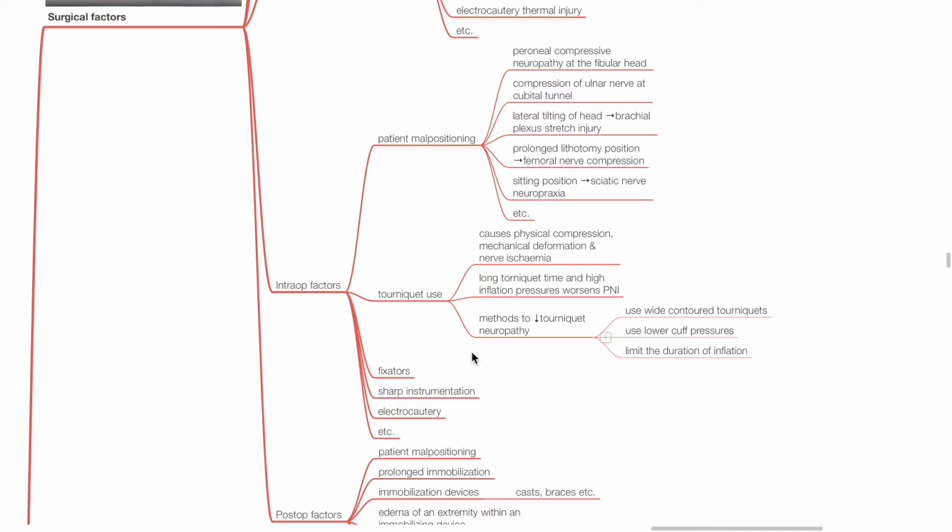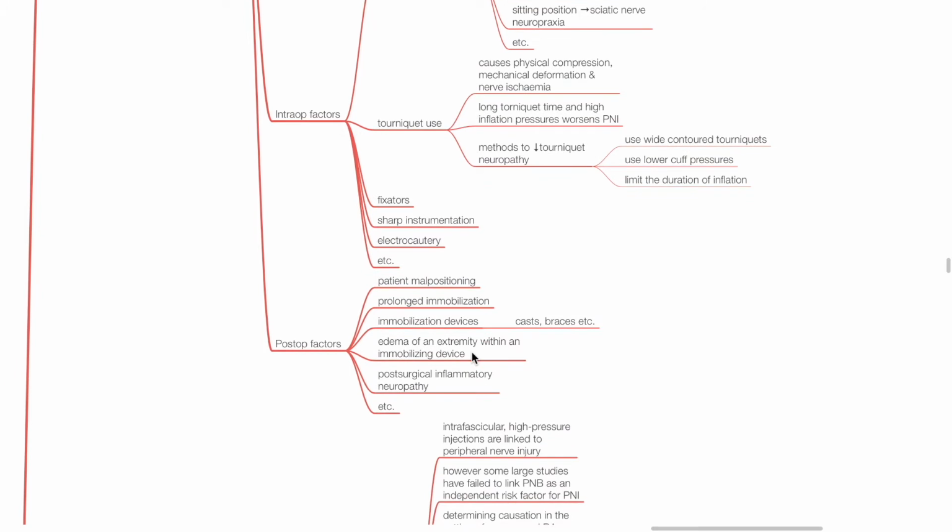Tourniquet use. Tourniquet causes physical compression, mechanical deformation, and nerve ischemia. Long tourniquet time and high inflation pressures worsen PNI. Methods to reduce tourniquet neuropathy include usage of wide contoured tourniquets, use of lower cuff pressures, and limitation of the duration of inflation. Other intra-op factors include fixators, sharp instrumentation, and electrocautery.